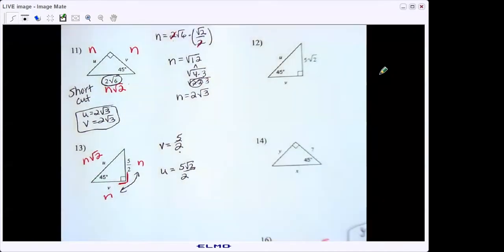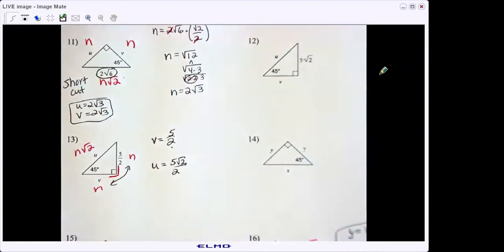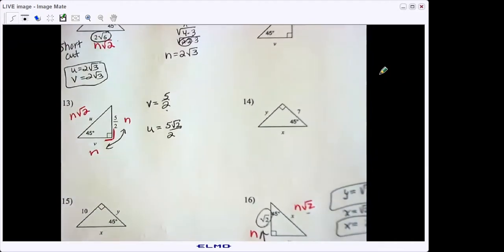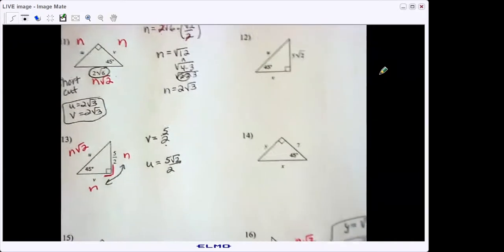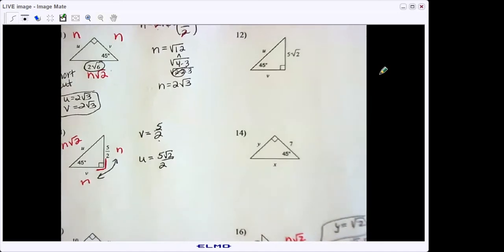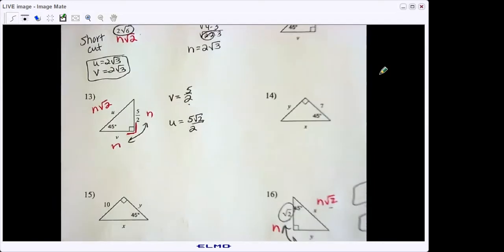We still have 9 minutes, but I want you to go ahead and do 12, 14, and 15. I'll be here to help if you need it. Everybody start with 14 and 15 because they're super easy. 12, 14, and 15. Go ahead and work on those.